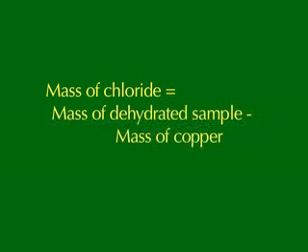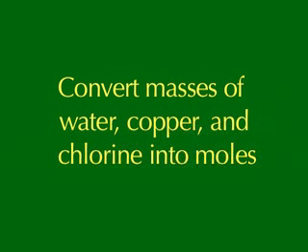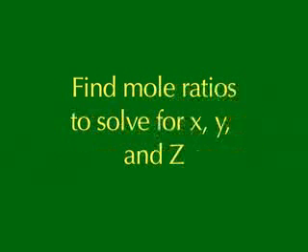We can find the mass of the chlorine by subtracting the mass of the copper from the mass of the dehydrated sample. To find the mole ratios, we need to convert the mass of the water into moles, the mass of the copper into moles, and the mass of the chlorine into moles. Then find the mole ratios to solve for X, Y, and Z in our formula.